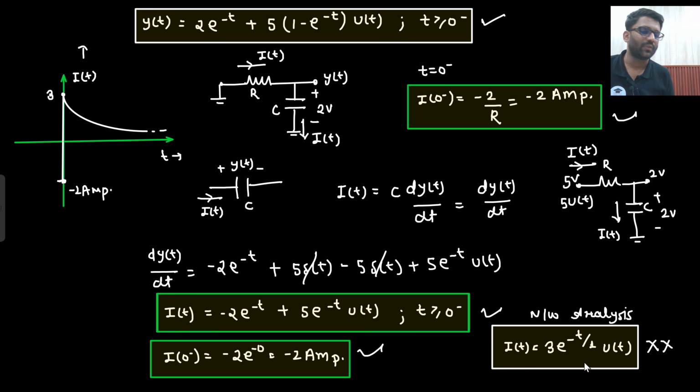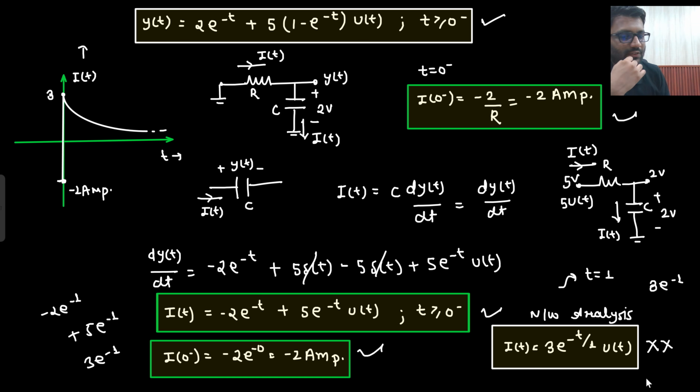But this expression is also wrong, because at t equals 0 minus, you said that the current should be 0. But no, actually the current is not 0. Right? The current is minus 2 ampere. But if I say at t equals 1 second, this will say 3 into e to the power minus 1, and this will also say 3 into e to the power minus 1, because at t equals 1 second, this will be into action, plus this will also be into action. So it will become 3 into e to the power minus 1.